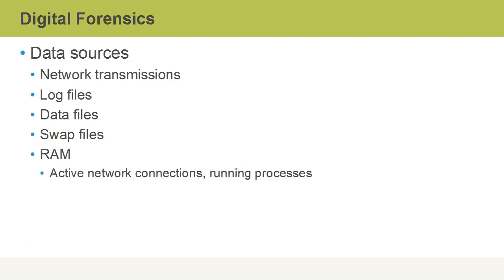Data sources for digital forensics include network transmissions, log files, data files, even the swap files that are used for temporary storage of memory pages, as well as active memory RAM pages, which could include information related to active network connections at a specific point in time or running processes at a specific point in time, which could be crucial in getting some kind of a conviction in a court of law. Naturally, if we're going to use these data sources, they have to be trustworthy, as do the date and timestamps associated with them.